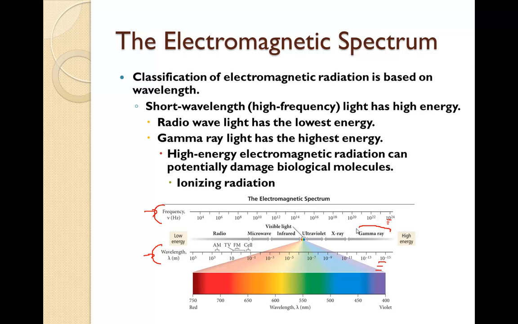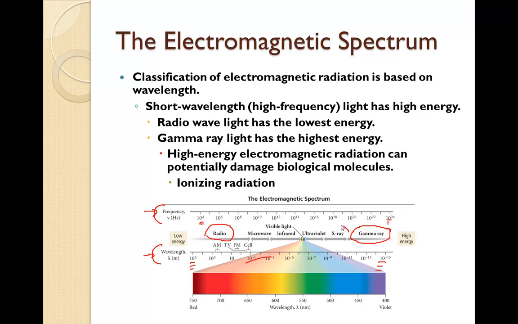Gamma ray falls under that category. Radio is the opposite. It's down here. It has the smallest frequency and the longest wavelength. High energy electromagnetic radiation can potentially damage biological molecules.